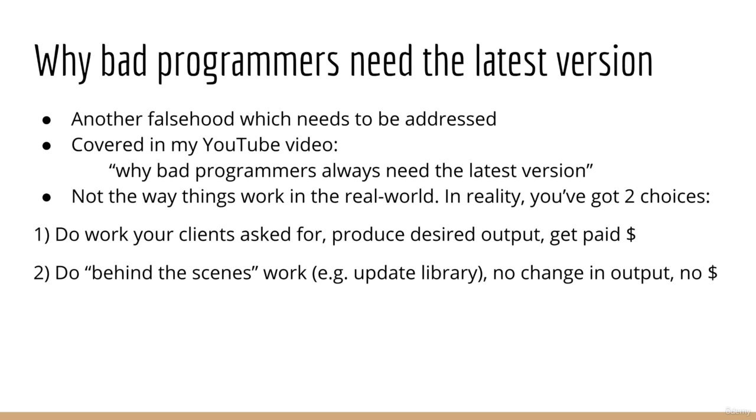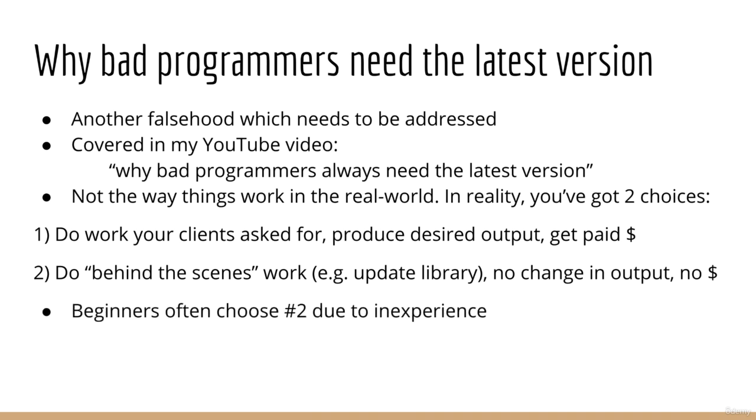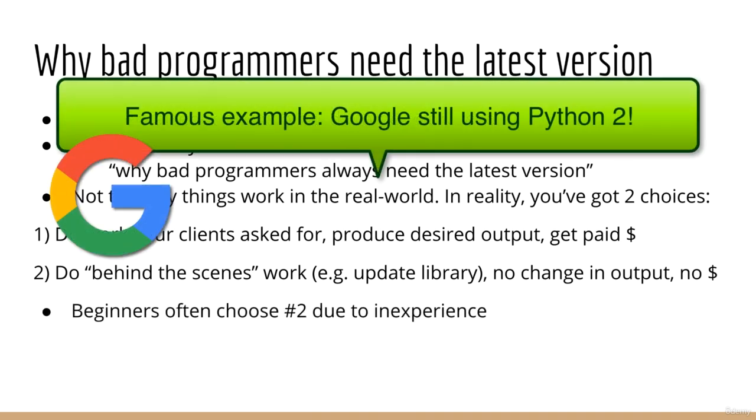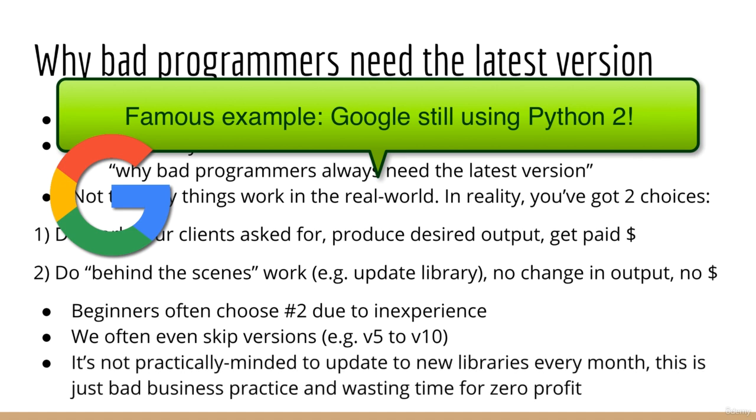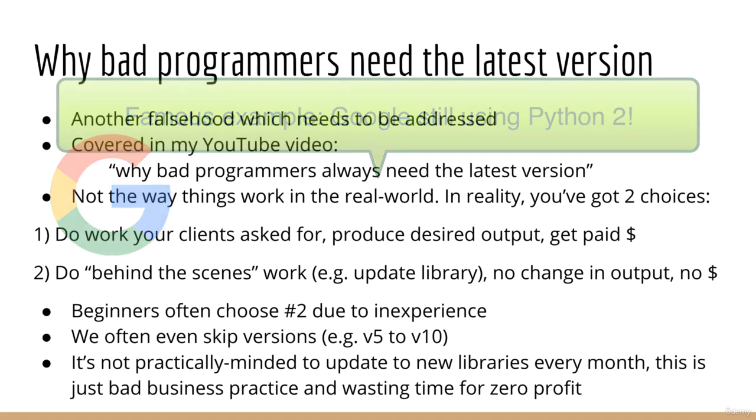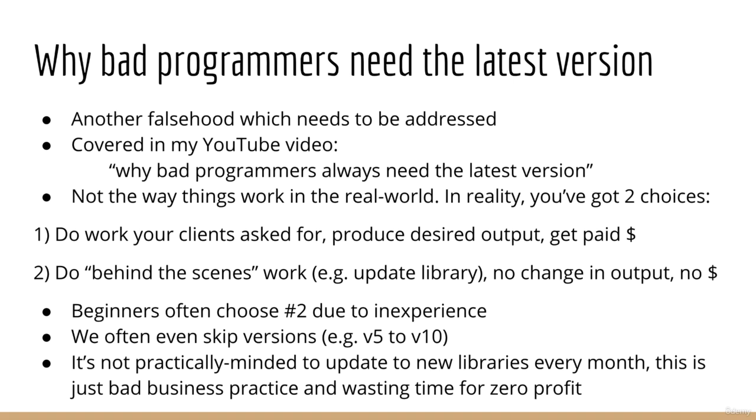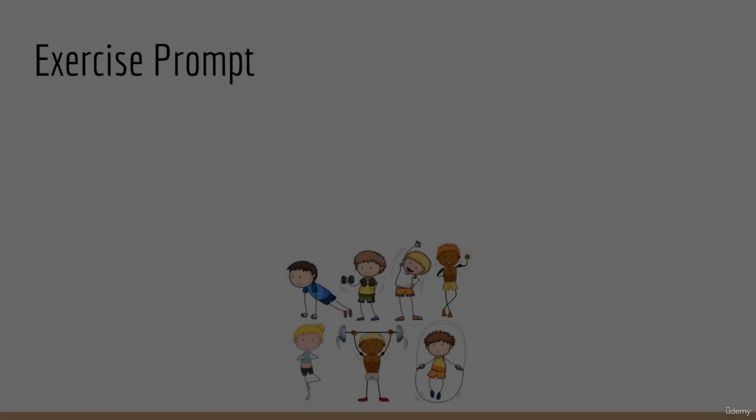So as a business, we tend to choose number one rather than number two. Beginners often feel like everything has to use the latest library, because they haven't yet had the opportunity to work on real-world projects. Many times we even skip versions. So today we might be using version 5, and we might not update until version 10. Beginners who think they have to update their code every month whenever a new version comes out are not very practically minded. This is not how we operate in a real business.